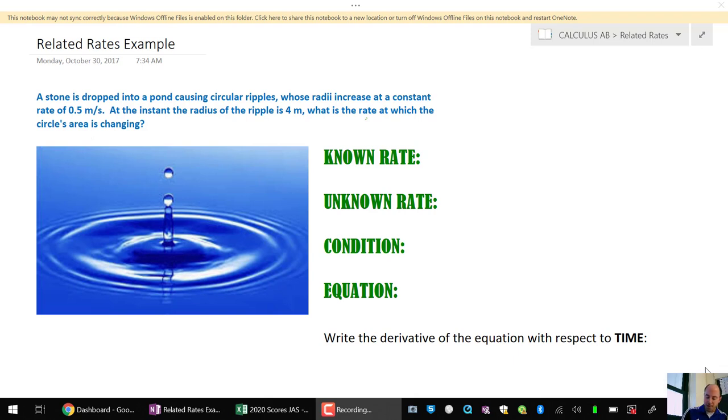So r prime of t, which essentially would be the rate of change of the radius, I'm going to denote like this. We'll call that dr dt. That notation represents the derivative of r, the radius, with respect to time. Now, dr dt in this problem, we know is increasing at a rate of 0.5 meters per second.